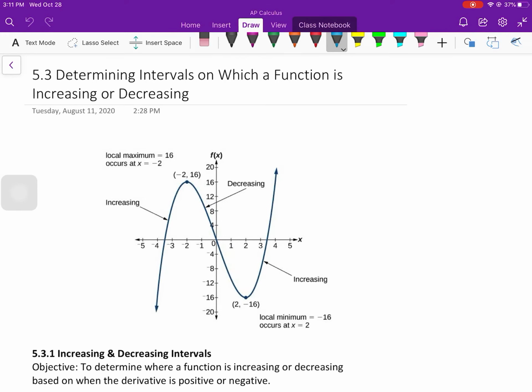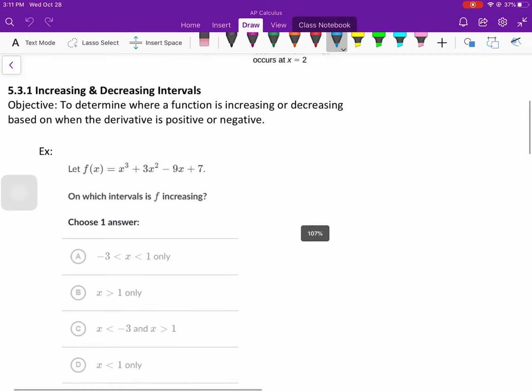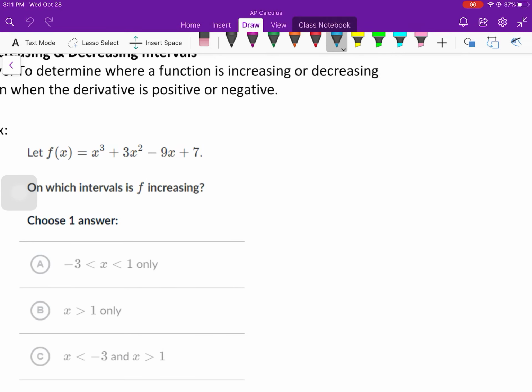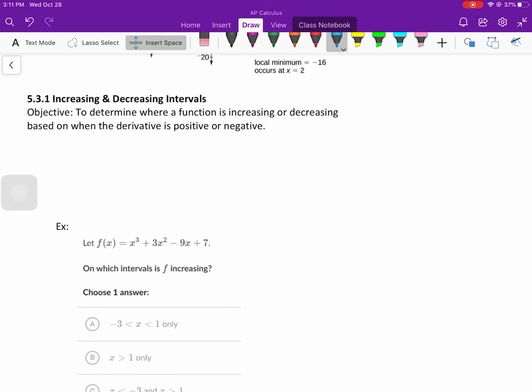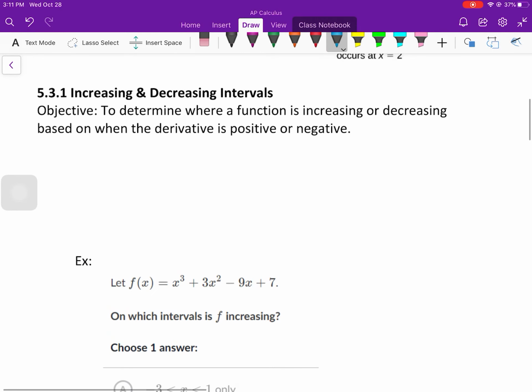We're going to start on one of the most important topics here, and that's determining when f is increasing or decreasing, and that is based upon its derivative. And what do I mean by that? Well, if f prime is positive, if the slope is positive, then what this tells us is that f is increasing.